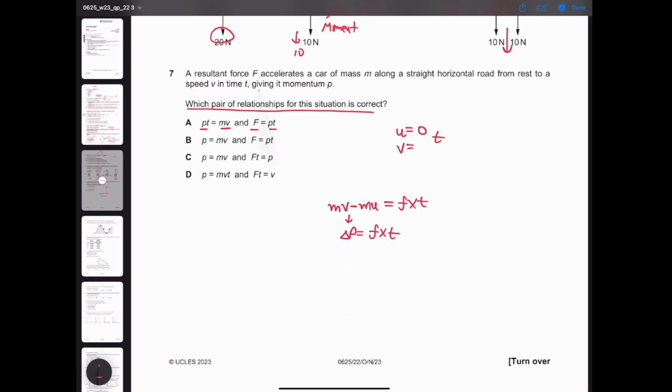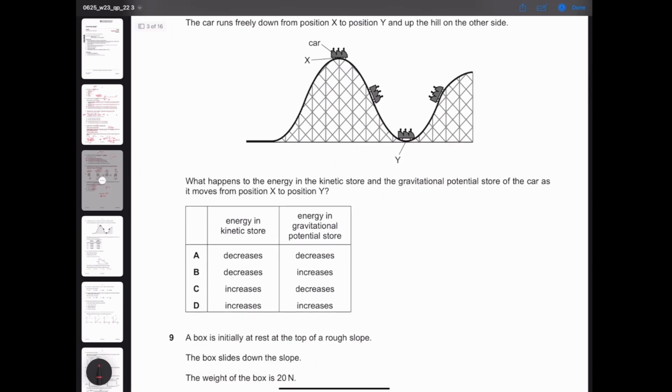See, it is giving it momentum P. So instead of delta P, let's keep it as only P. So F into T is equal to P. This is wrong. This is wrong. This is correct. Just by looking at this, you could answer. The answer is C. Momentum is mass into velocity, but force into time is also momentum. So answer should be C. All right, this is a formula based question.